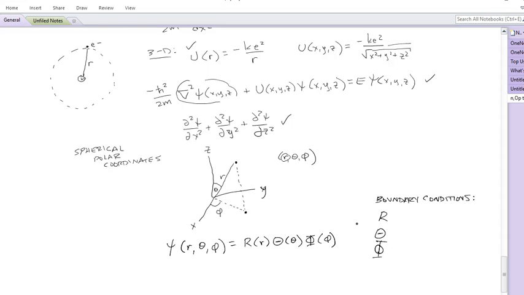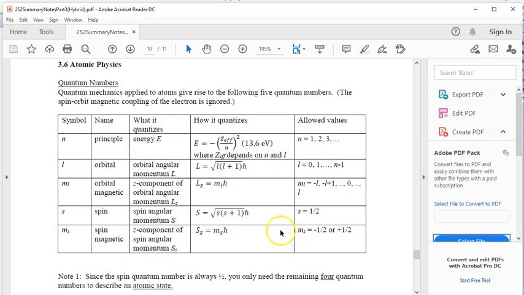Okay, and that's what we're going to talk about now. So what are the 3 quantum numbers that it leads to? That is summarized in our summary notes. So let me go to the summary notes and I'll show you. I made this table for you. So the 3 quantum numbers that come out of these boundary conditions are the following.